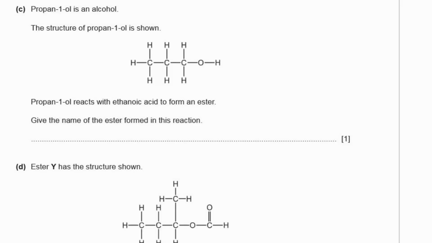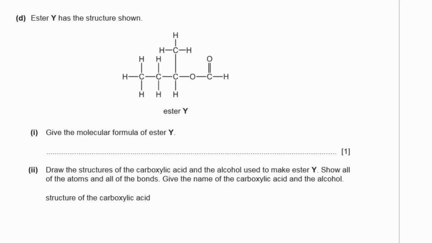C, propan-1-ol is an alcohol. The structure of propan-1-ol is shown. Propan-1-ol reacts with ethanoic acid to form an ester. Give the name of the ester in this reaction. So we take the alcohol first, so that's propyl, and then we take the acid, ethanoate. Okay, propyl ethanoate.